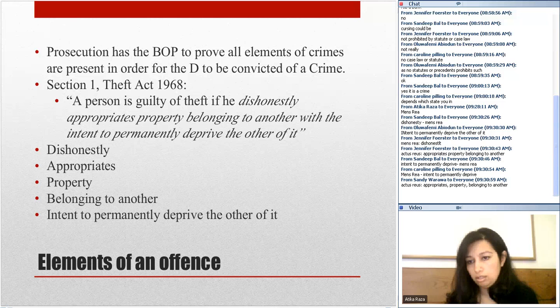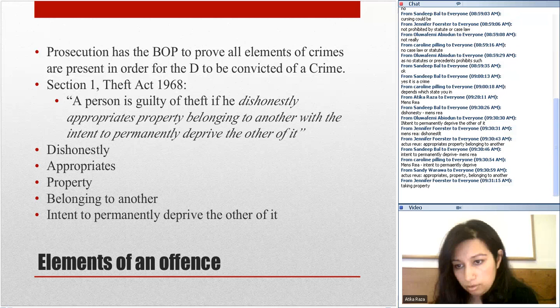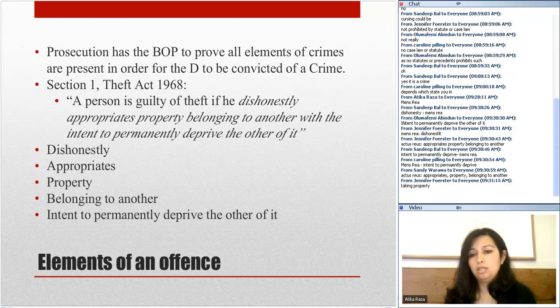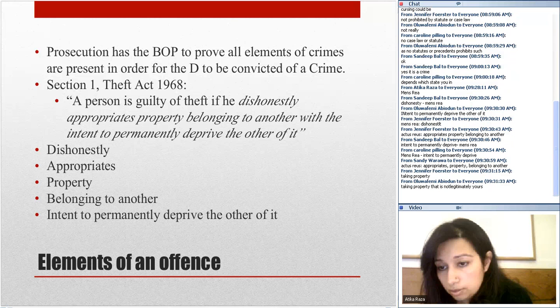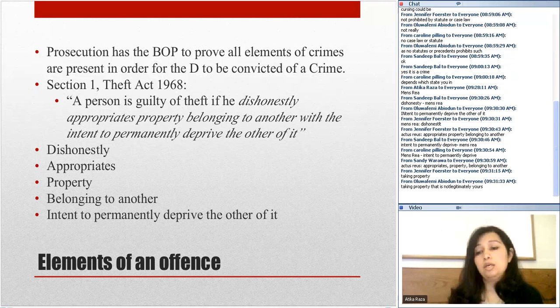That's your actus reus, that's true. Taking property. Yes, Jennifer says taking property. Good. It's taking property. Anybody else? Taking property of. Yes. Taking property that doesn't belong to you without their permission. Of course.